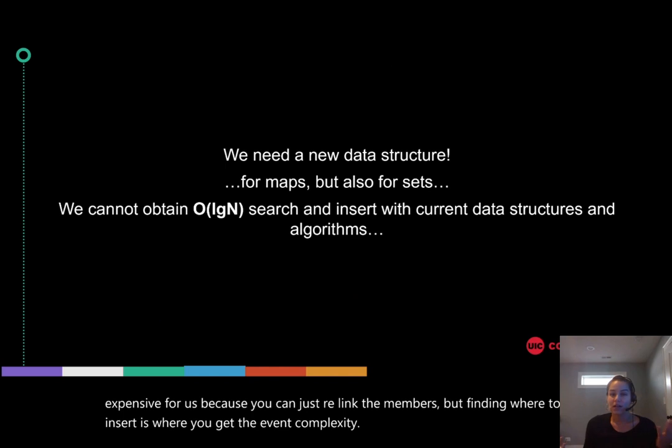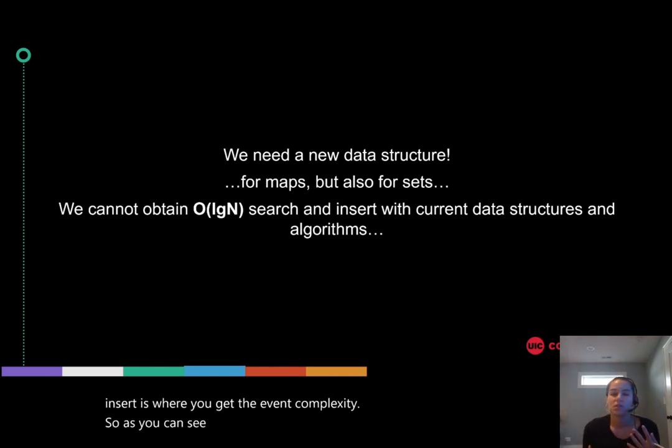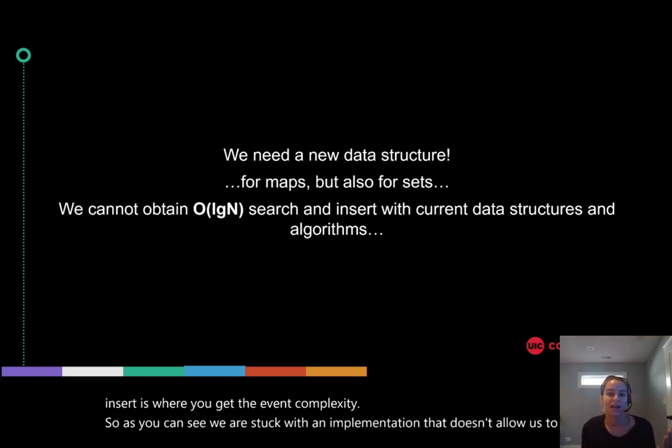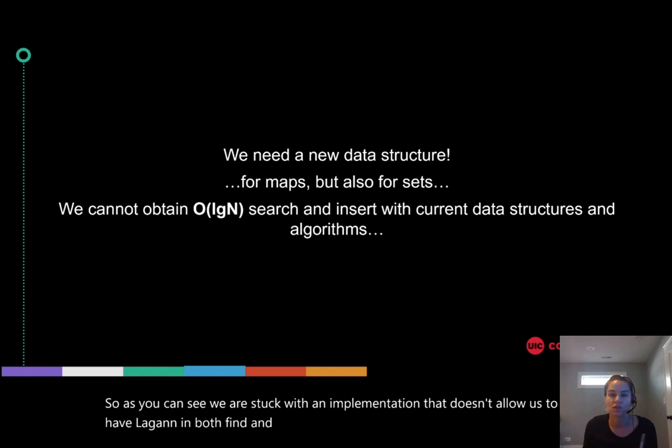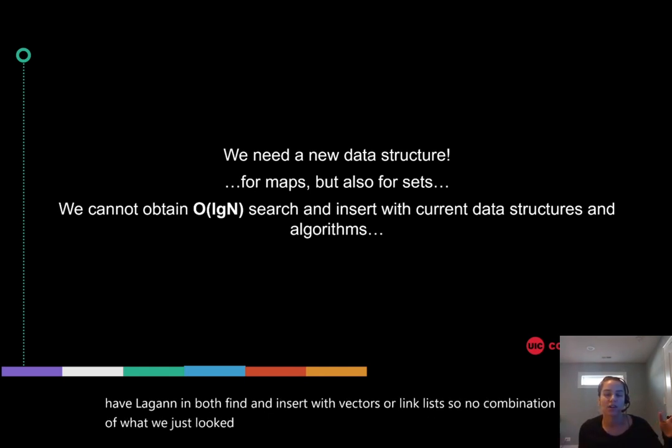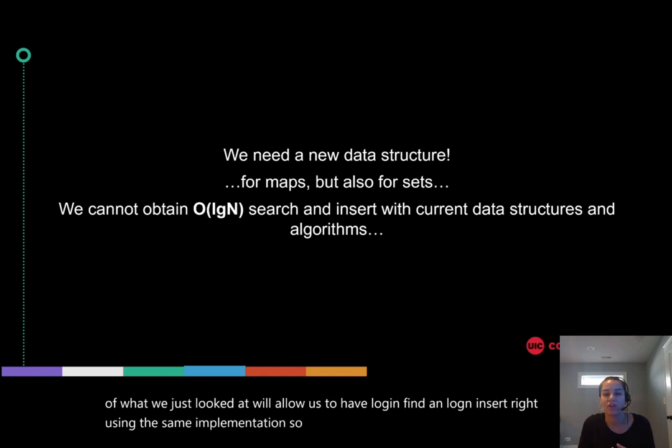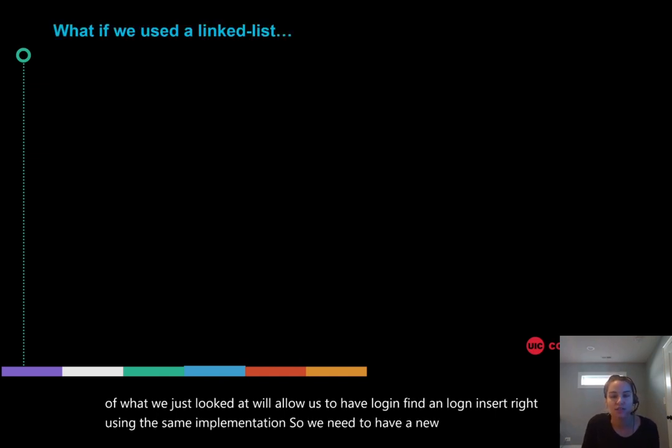So as you can see, we are stuck with an implementation that doesn't allow us to have log n in both find and insert with vectors or linked lists. So no combination of what we just looked at will allow us to have log n find and log n insert, right? Using the same implementation. So we need to have a new data structure in order to do this.